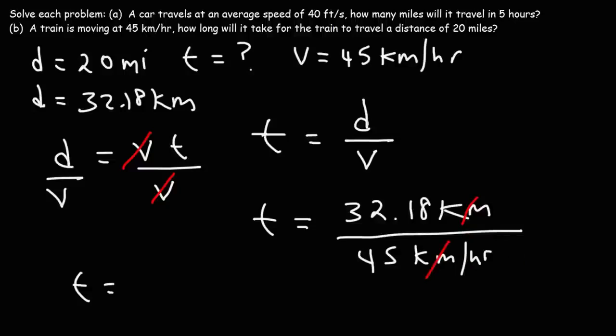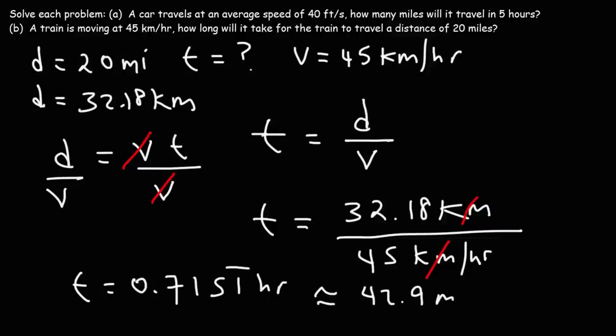So 32.18 divided by 45. This is 0.7151 repeating hours. Now, if we multiply this by 60 minutes per hour, we can get the answer in minutes, which we could say is approximately 42.9 minutes. So that's how we could find the time if we know the distance and the average speed.